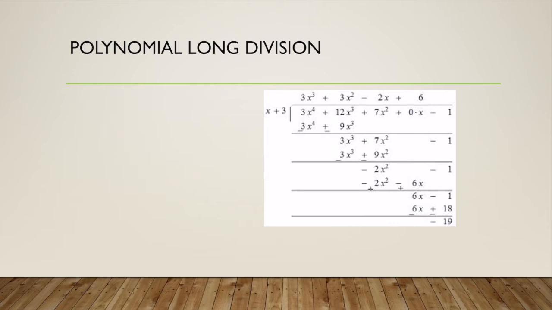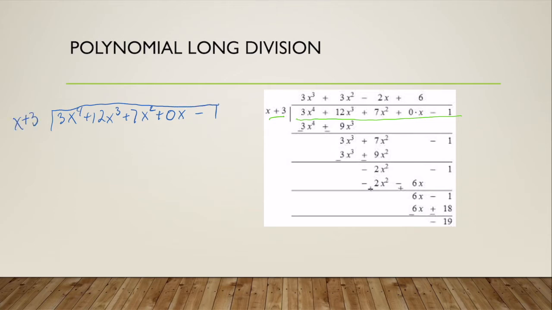So here's an example of polynomial long division, right? Here's our dividend, here's our divisor. So let's go ahead and walk through this. So I've got 3x to the fourth plus 12x cubed plus 7x squared plus 0x minus 1. Now, why do I have a 0x? Well, I'm going to talk about that, we always need a placeholder, and you'll see why. Divided by x plus 3.